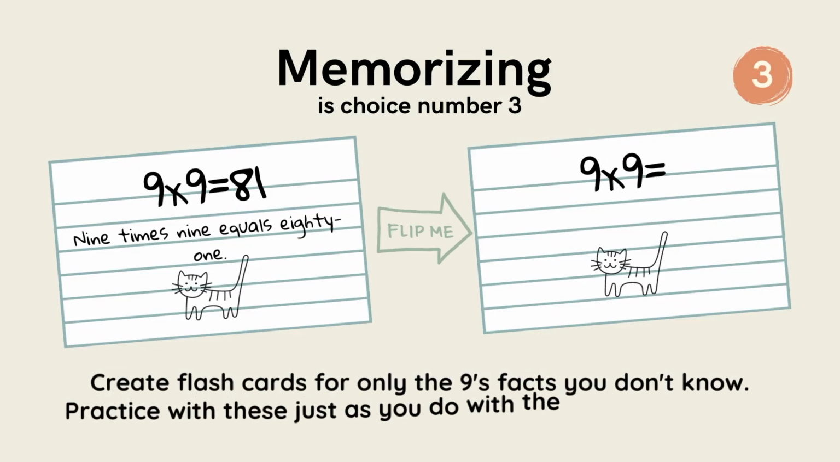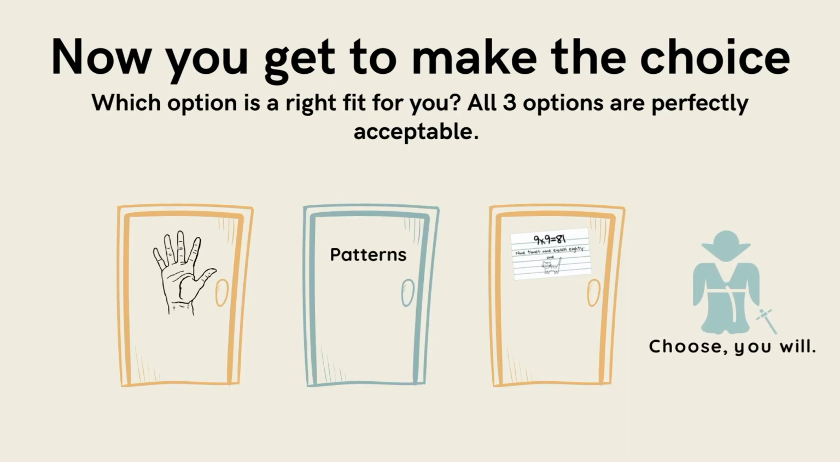Now the 3rd option is to simply memorize them as you will with the other core 10 facts that we've been talking about. You'll create a flashcard to learn it first and then begin to memorize with spaced repetition method. Now the choice is yours. Choose which option is best for you. All 3 are perfectly acceptable.